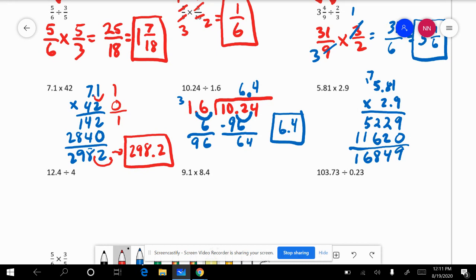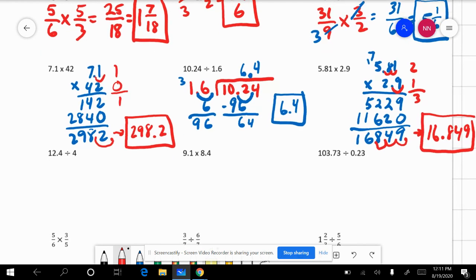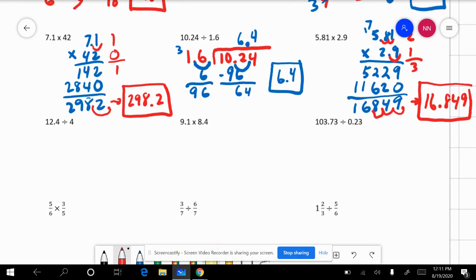Now, I'm going to look for the decimals. This right here is 2 places. This right here is 1 place for a total of 3 places. Remember, we always start at the back of the number. We're going to move it 3 decimal places. So my final answer is 16.849. What I want you to do is take a few moments, try those next three, and see how you do.